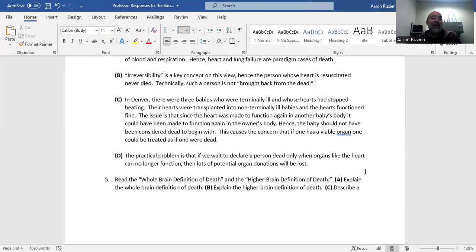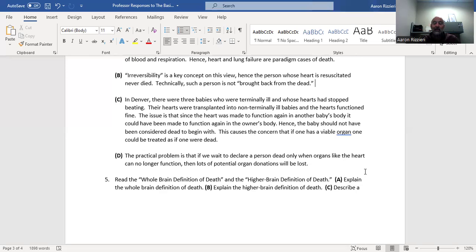The issue is that since the heart was made to function again in another baby's body, it could have been made to function again in the original owner baby's body. Hence, the baby should not have been considered dead to begin with. This causes the concern that if one has a viable organ, one could be treated as if one were dead, even when one is not yet.